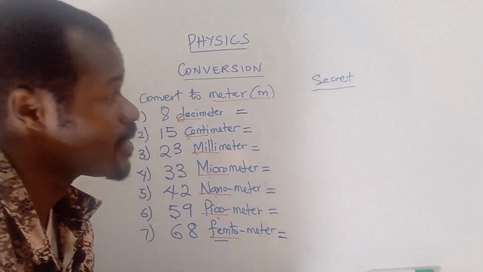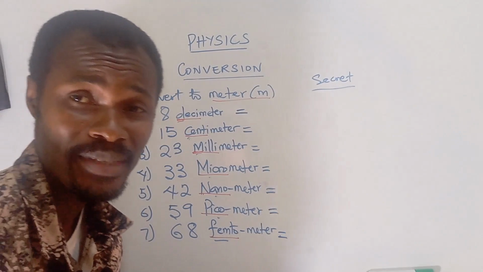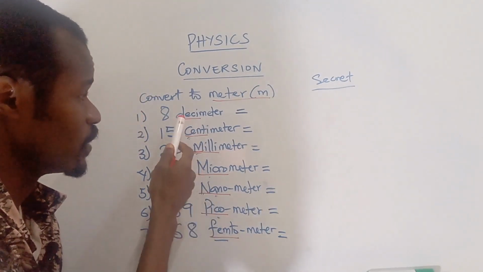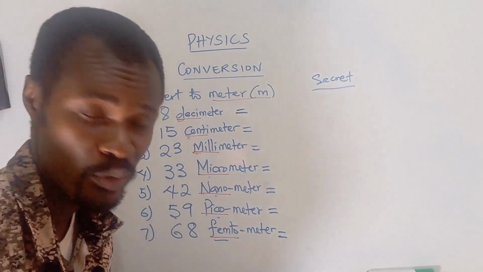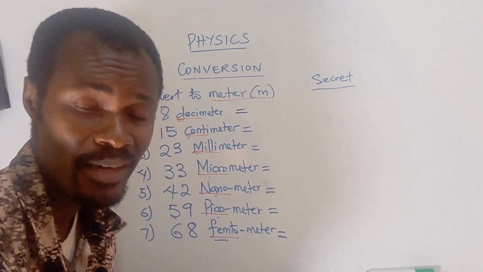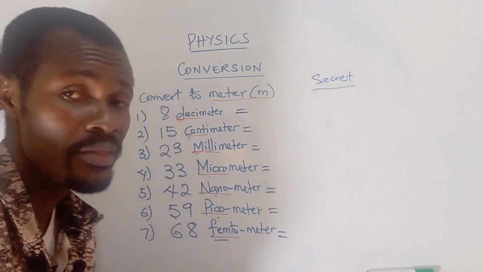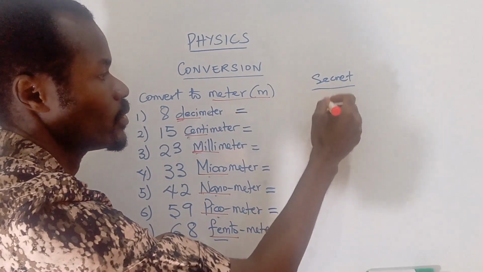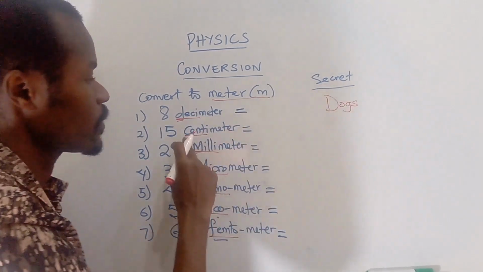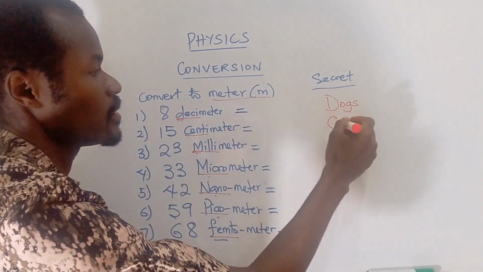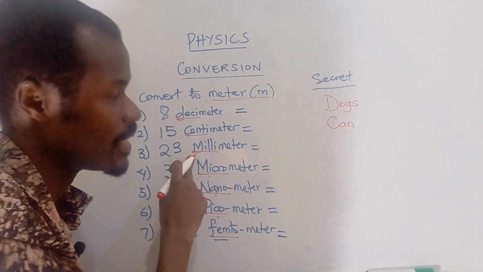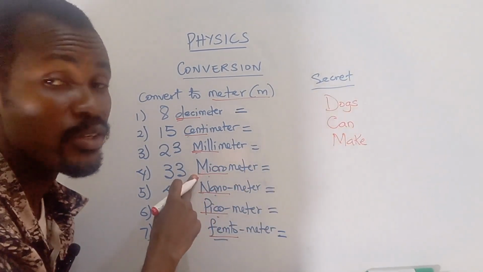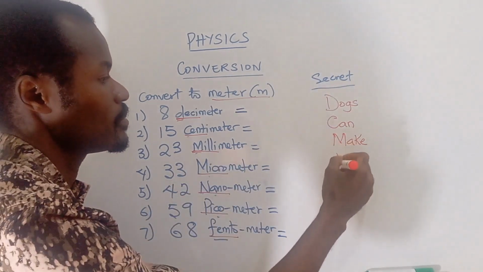All right, lastly, in this video, I'd like to share a simple secret because sometimes for students, it can be very challenging to recall the sub-multiples of deci, centi, milli, micro down to femto. So all you need to do as a memory trick to be able to recall all these is, we'll start with deci. You take the letter D, so D for dogs. For centi, we take the letter C, can. For milli, we take the letter M, so make. For micro, we also take the letter M, make.